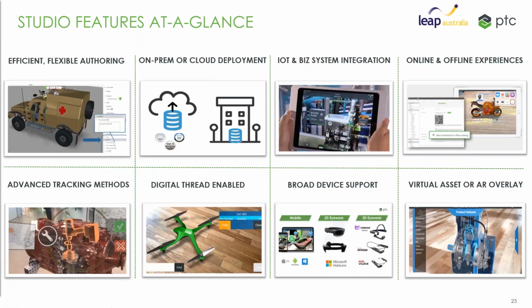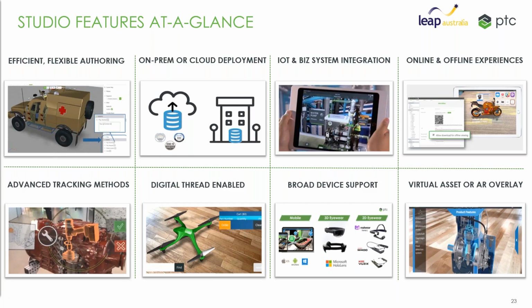Okay. So at a high level, some of the features of Studio, it's really around quick, effective authoring. Okay. So that could be stored. That information can be published on-prem or in the cloud. Okay, and also we can integrate into IoT systems, which also then can create business systems. We've got the ability to view experiences either online, so we can download the most up-to-date version, or offline if we're going to be outside of connectivity.